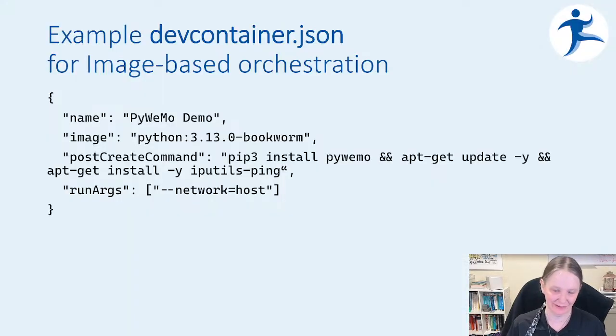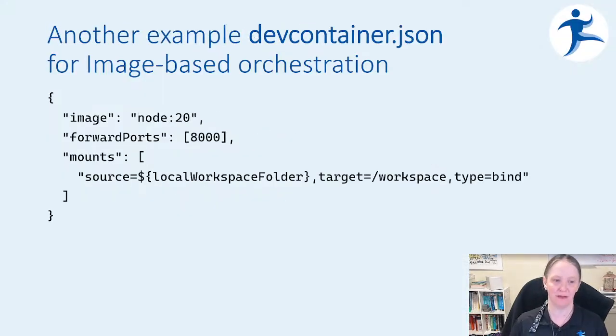All right. Another example of image-based orchestration. So let's say you're doing Node development and you're dealing with Node 20. Forward ports, 8000. So a lot of different templates and packages and frameworks that you deal with in Node happen to expose 8000 and 9000. And so forwardPorts, that's where you put that. And then here, this is what I have for mounting my local workspace.